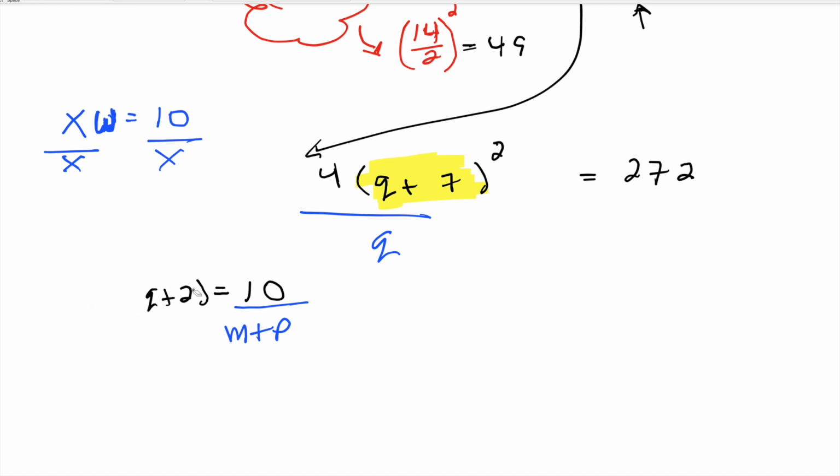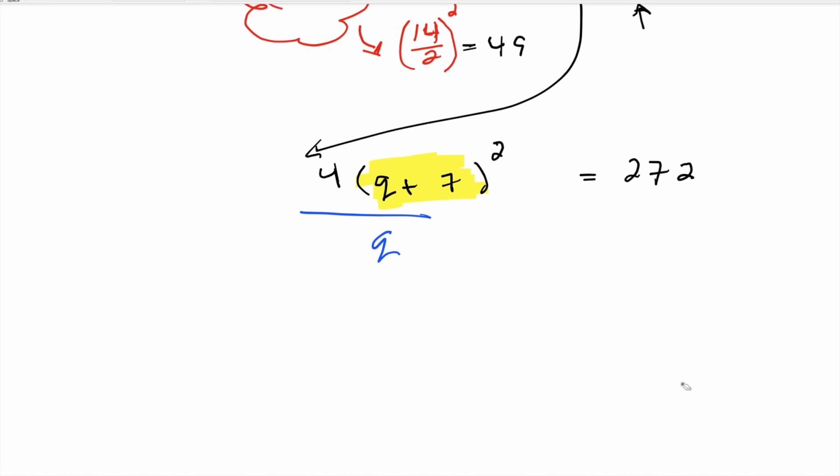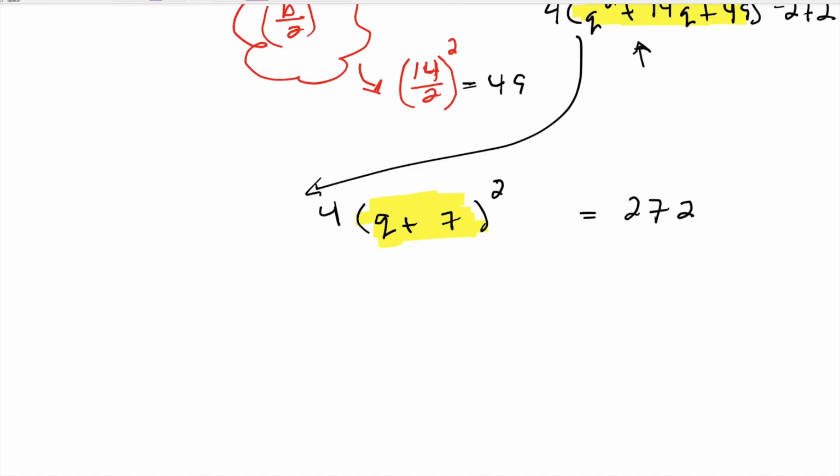I remember having trouble with this in college. All right, so back to this. We're going to divide by 4. Watch. Divide by 4. Divide by 4. Gone. All right, so we have 272 divided by 4, which is 68. So now we have q plus 7 squared equals 68.